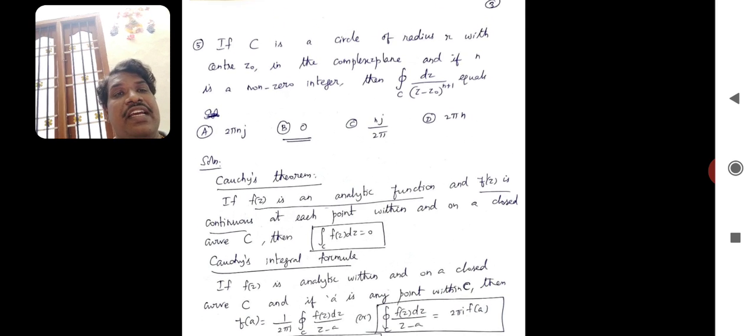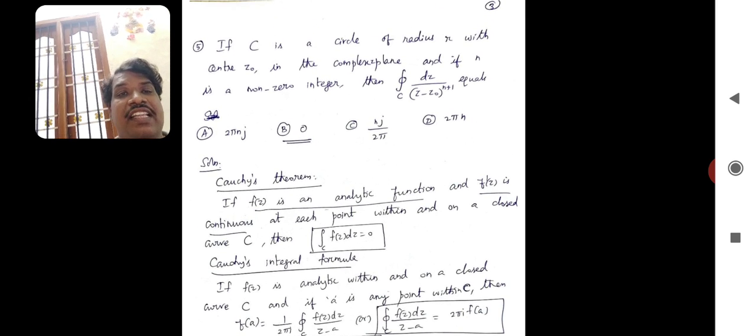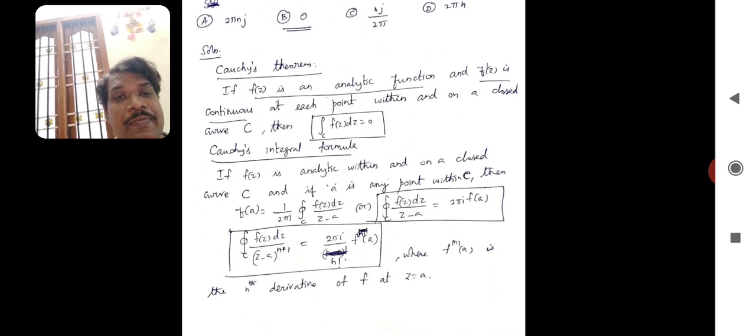Now you look at the equation given, that is the integration given. The singular point is z0 and it has order n plus 1. So therefore we need to apply Cauchy's integral formula for derivative to solve the given integration. Now let us see how we are going to apply.